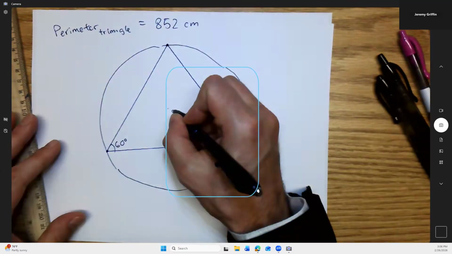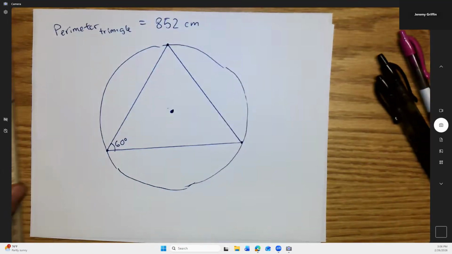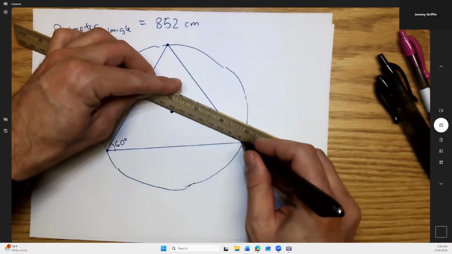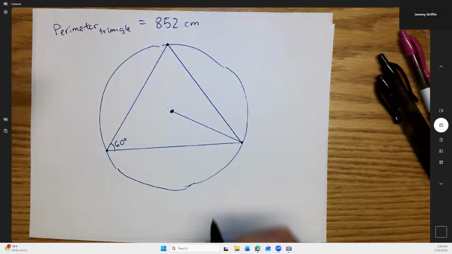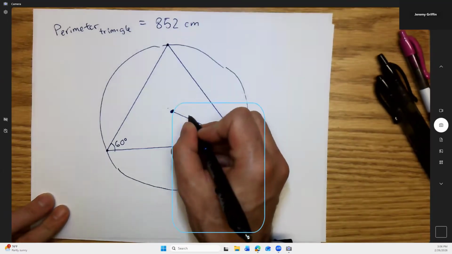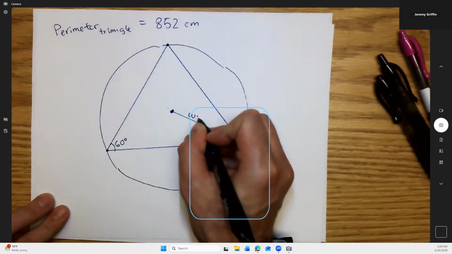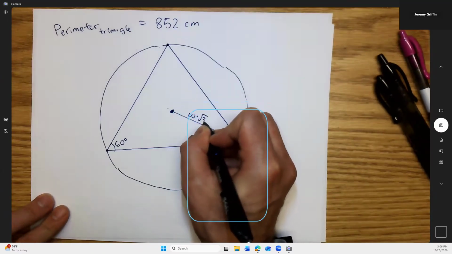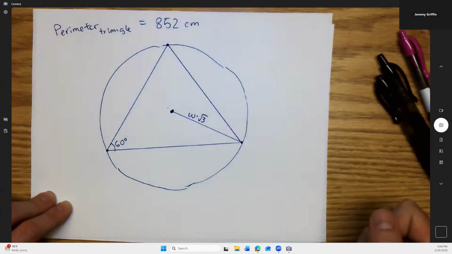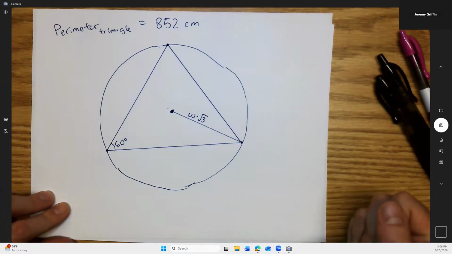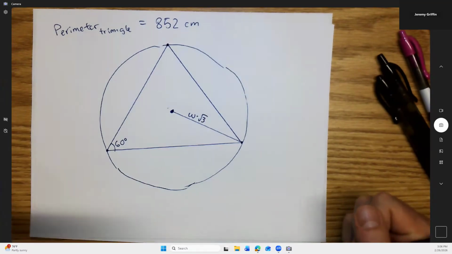So if I put a dot right at the center of the circle, right there, and I draw any radius, how about this radius? That looks pretty good. This line is equal to w times the root 3. Right? All right, what's the value of w? So we've got to do some trigonometry, some geometry here.